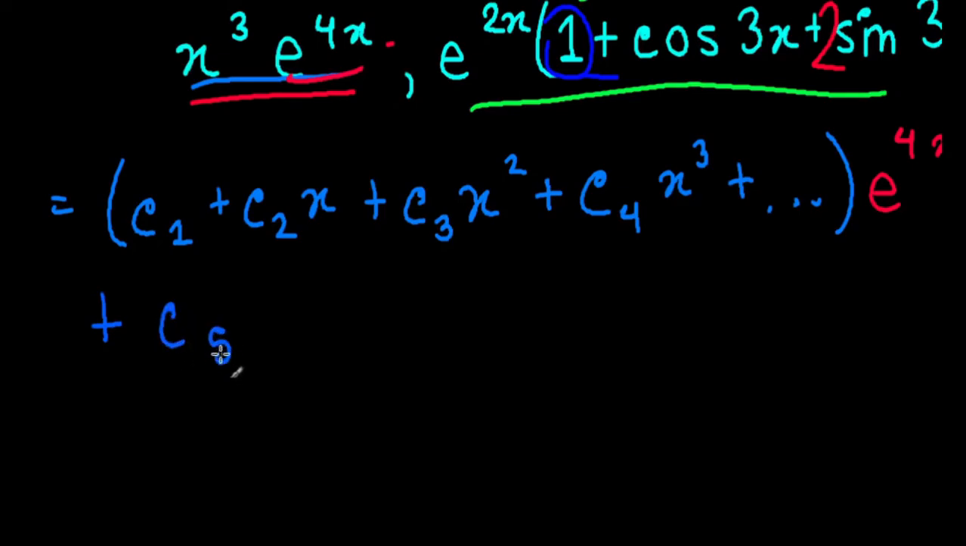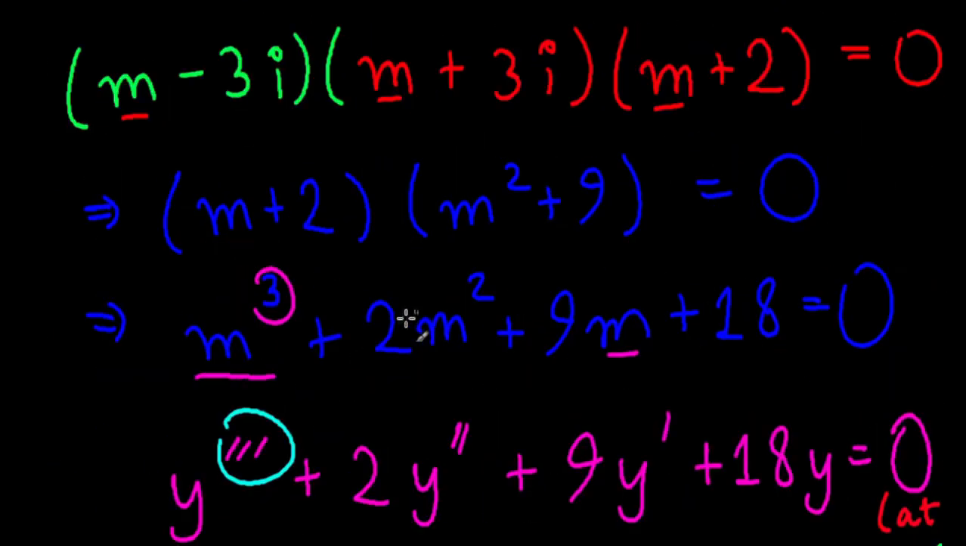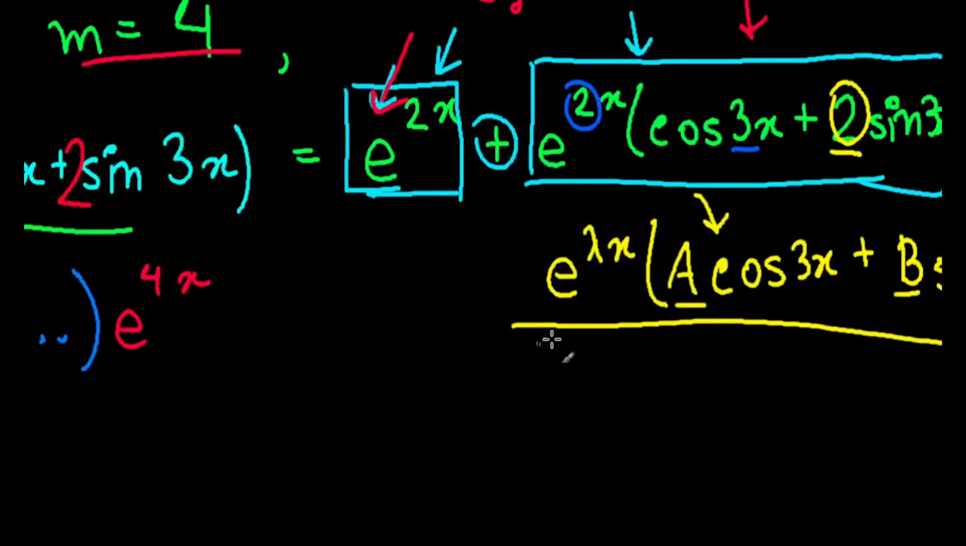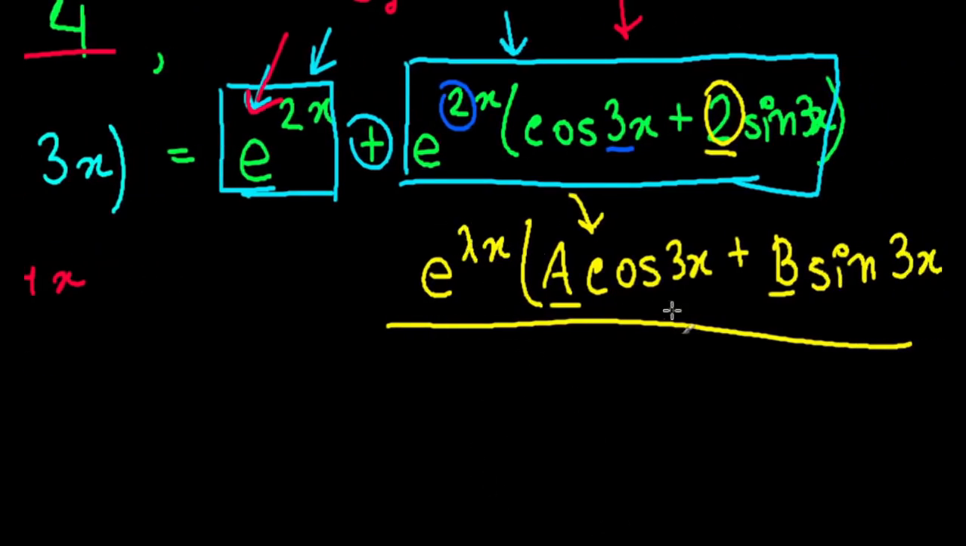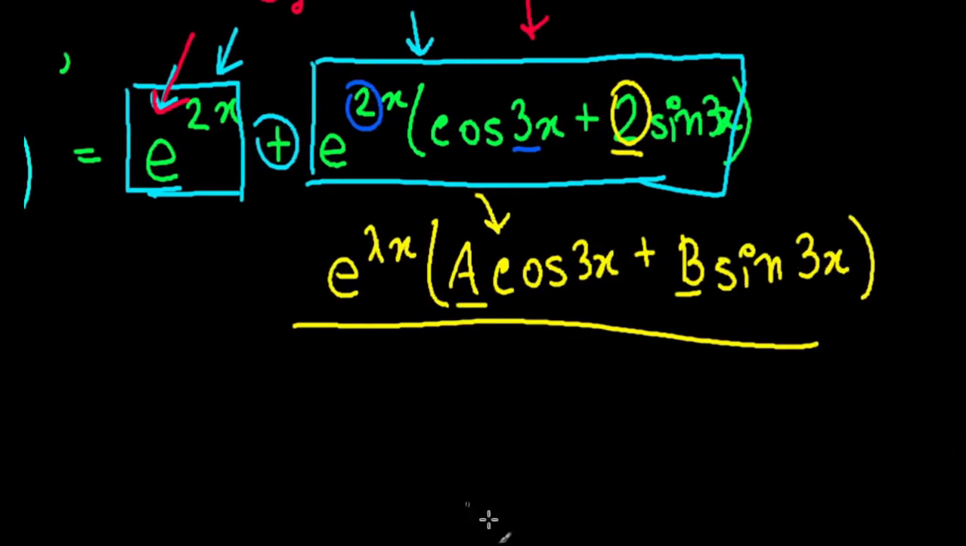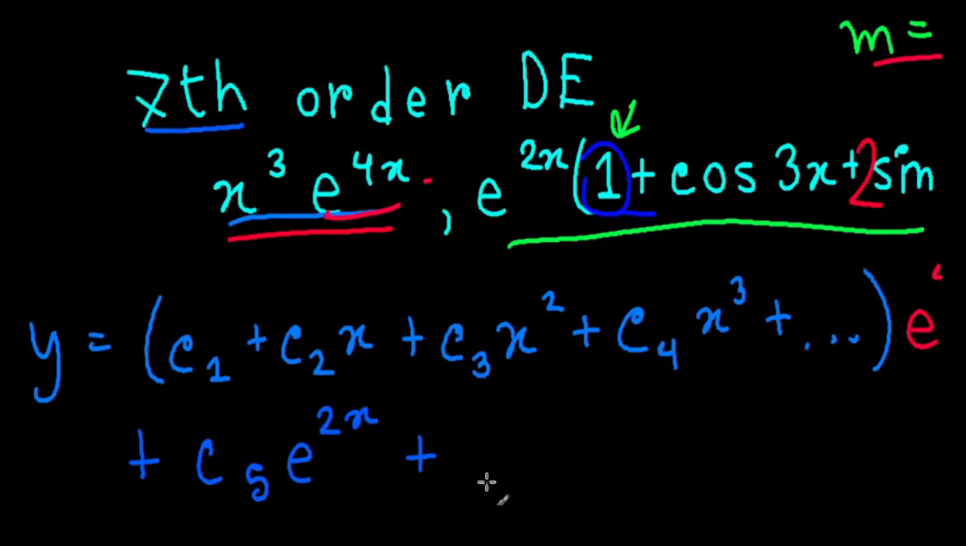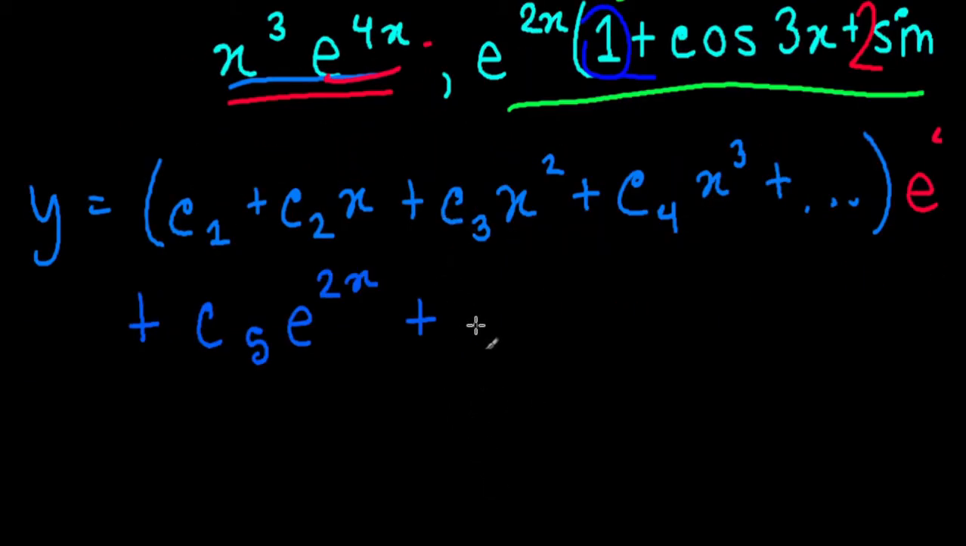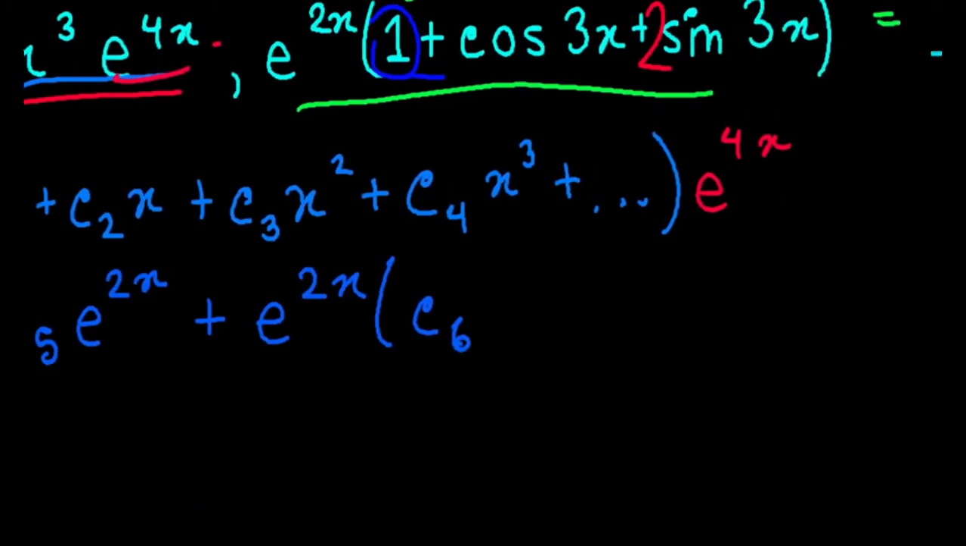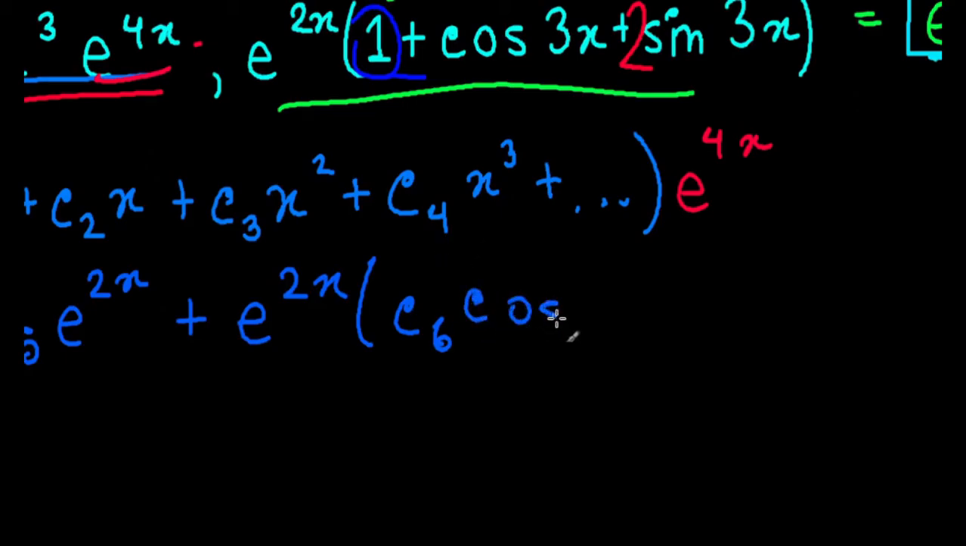So some constant c5 multiplied by e to the power 2x, and for our complex roots, we already have written that here. Lambda is our real portion, which is 2, and this is 3. So the last portion of our solution, the one due to the pair of complex roots, is going to be e to the power 2x, some constant c6 multiplied by cosine of 3x plus the very last constant c7.